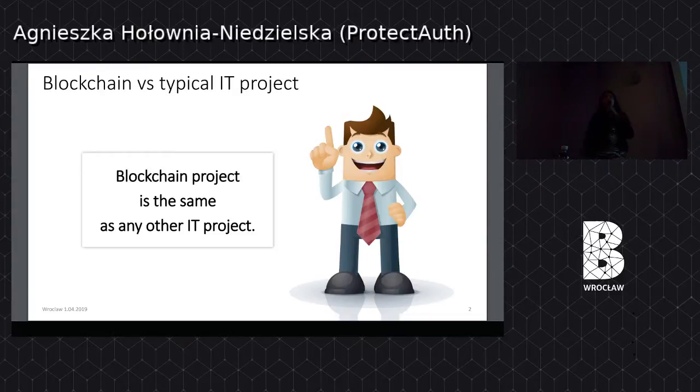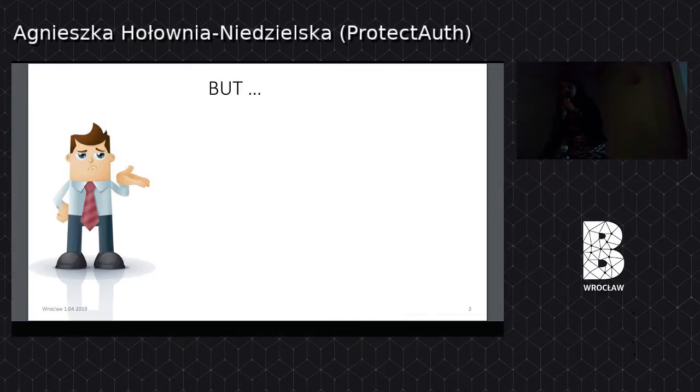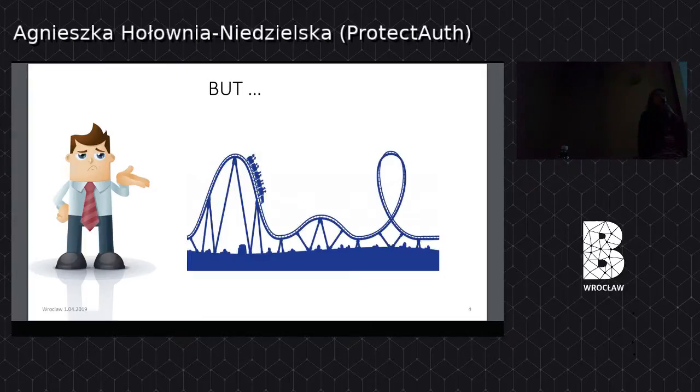If we are talking about a blockchain project, we have to deal with quite new and innovative technology. So apart from the challenges that we already know, we have some new challenges. In this kind of project, we are like riding a roller coaster. We have some ups and downs, and also we need to expect some additional loops. But what exactly are those loops?